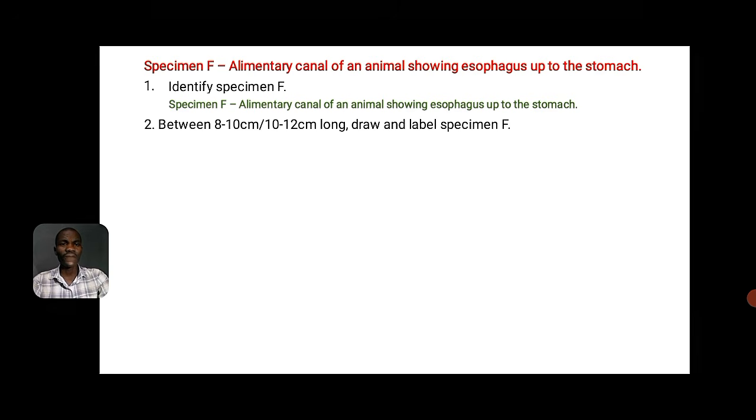So here you are going to measure a box. WAEC will not penalize you if you leave the box or you clean it off at the end of the day. So you are going to use your ruler to measure 8 to 10 centimeters, or depending on what you are asked to do, 10 to 12 centimeters. What this means is that your diagram should not be smaller than 8 or 10, and it must not be bigger than 10 or 12 centimeters.